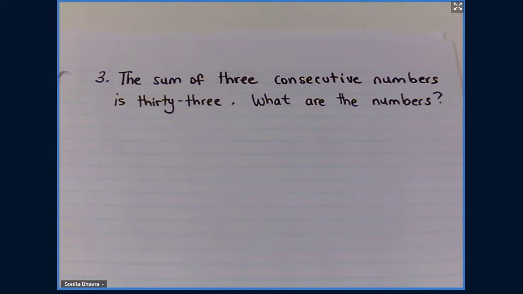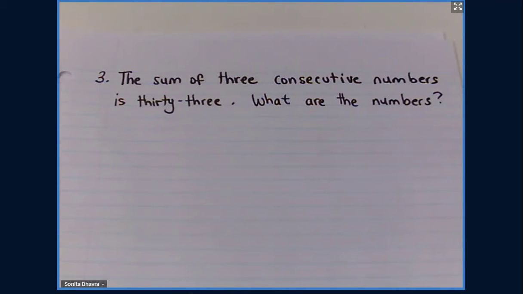All right, our next example is: the sum of 3 consecutive numbers is 33. What are the numbers? So consecutive numbers are numbers that are one after the other. So 1, 2, and 3 would be consecutive numbers. 20, 21, 22, those would be 3 consecutive numbers as well. So any 3 numbers that are going one after the other.